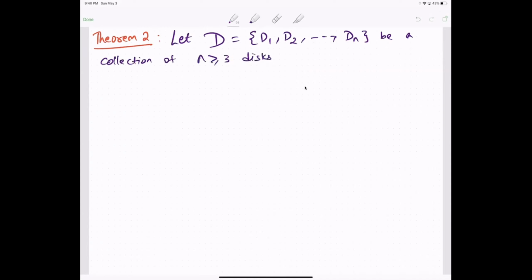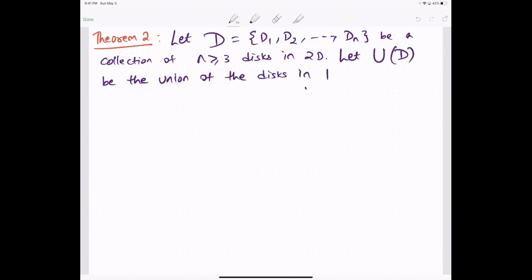This in 2D. Let U of D be the union of the disks in D. Now comes the claim, then the boundary of U of D.